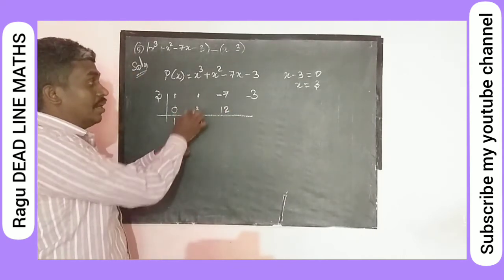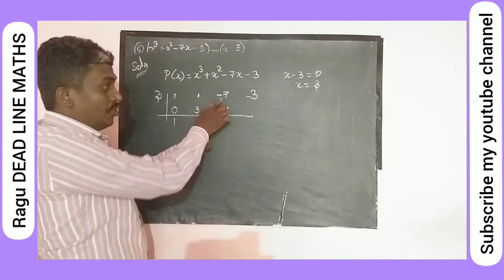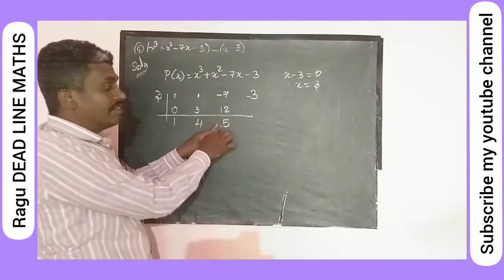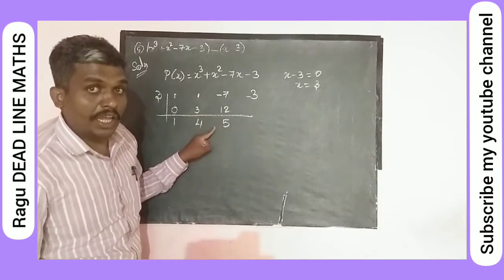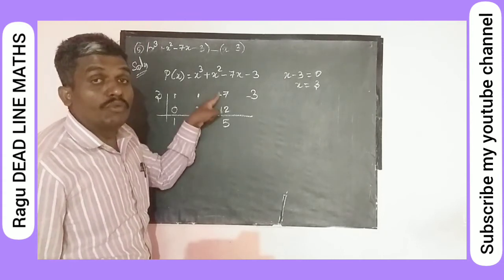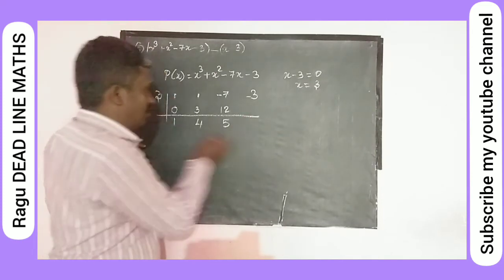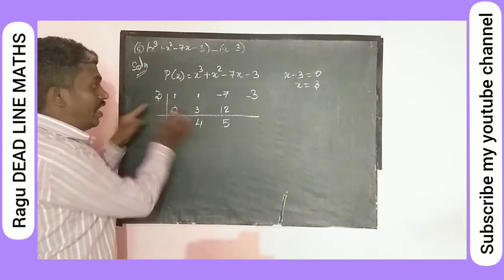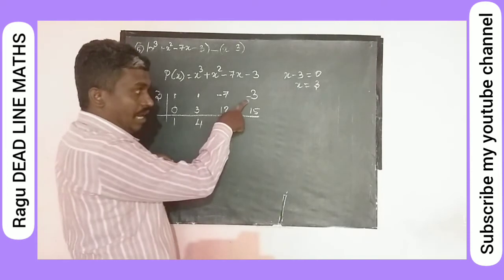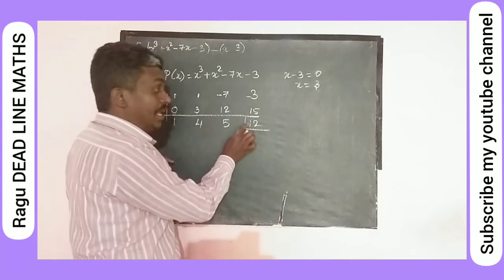So here both numbers are positive, so we will add here. Now one is positive, another one is negative, so we go for the subtraction and take the sign of the bigger number. Every sum I told you, one is positive, another is negative, we go for subtraction and take the sign of the bigger number. Next, again you will multiply. 3 5s are 15. Here also one is positive, another is negative, so we go for subtraction and take the sign of the bigger number.